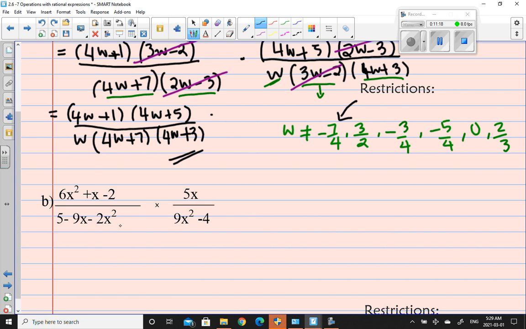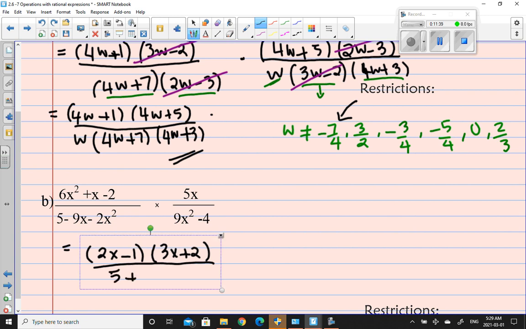Okay, this is a multiplication. So what we need to do is factor the numerators and the denominator of the first rational expression because they're both quadratic expressions. So the numerator factors out to 2x minus 1 times 3x plus 2, divided by 5 plus x times 1 minus 2x. And that's multiplied with 5x divided by 9x squared minus 4, which can be factored as a difference of squares, so it's 3x plus 2 times 3x minus 2.